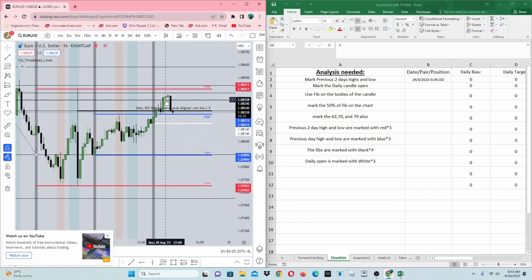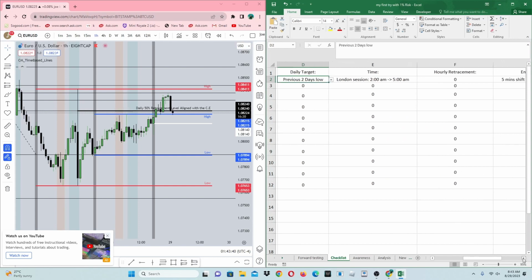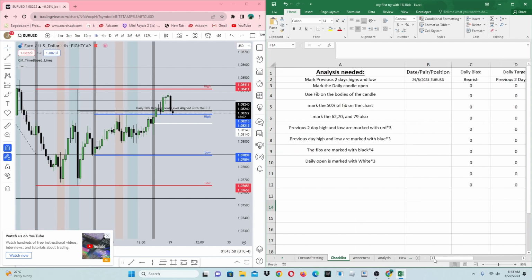We are above equilibrium, so we short. I have a daily bias, which is bearish. Okay, I have a daily target, the previous 2 days' lows. Time my London session, hourly retracement into a previous high. Okay, and my entry point will be the 5-minute shift in market structure, so it will be a break of structure or a change of character.